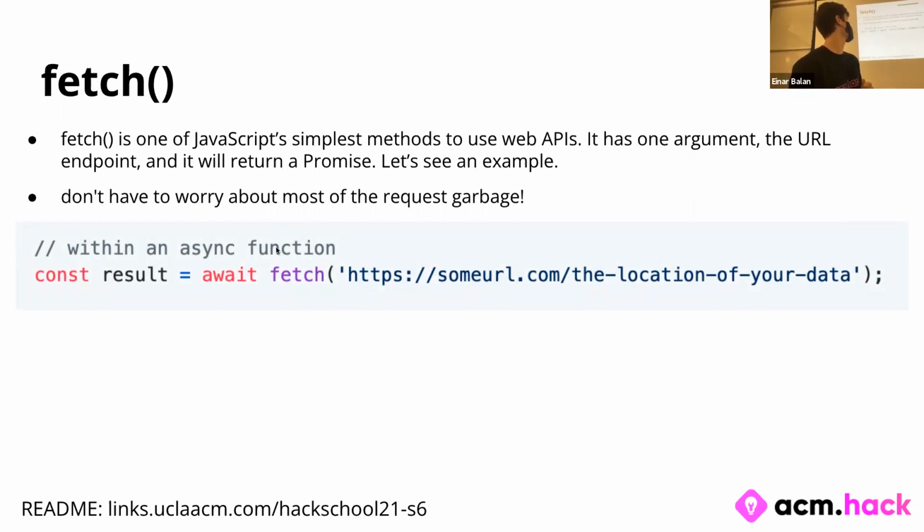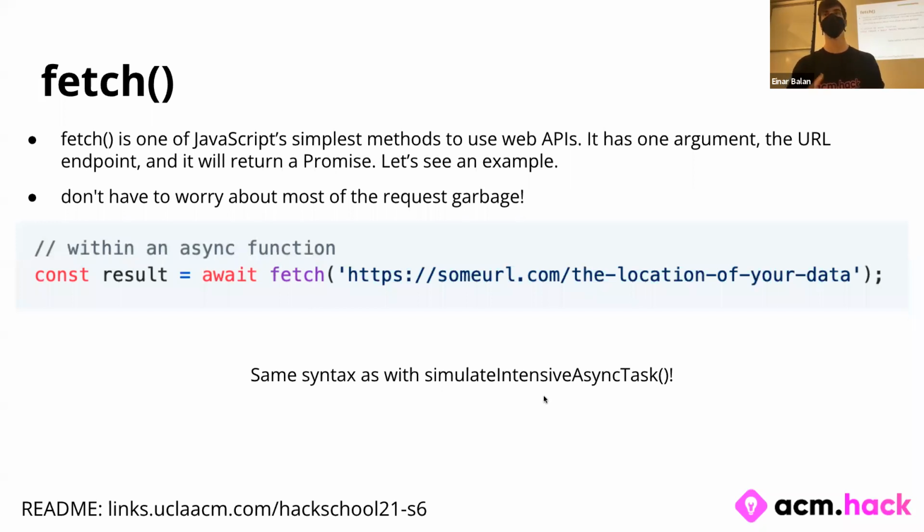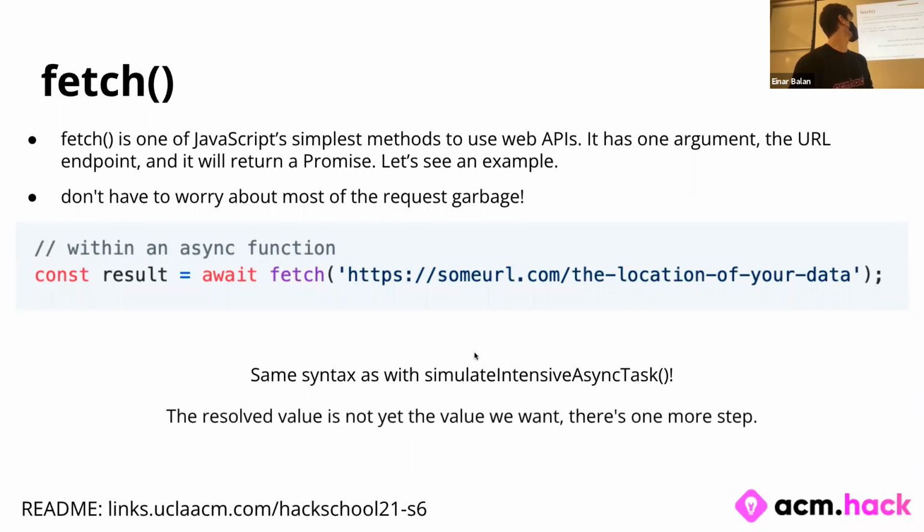It's great. So you can see that because this returns a promise, I'm awaiting the result of this fetch function, right? So you can see this is our URL for our API, and then we wait for it. Okay. So you can see that has the same syntax as our simulate intensive async task function, and that's because they're both asynchronous functions, right? Okay, but this is not yet the value that we want when it gets resolved.